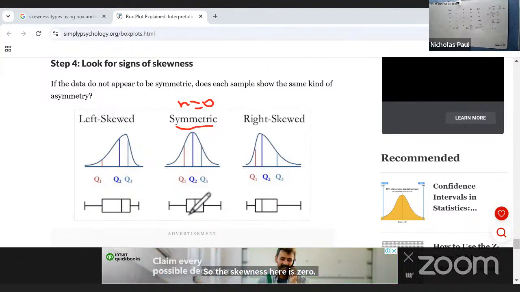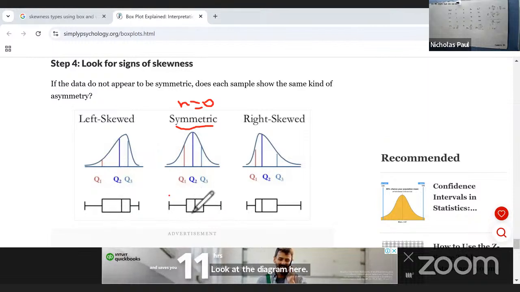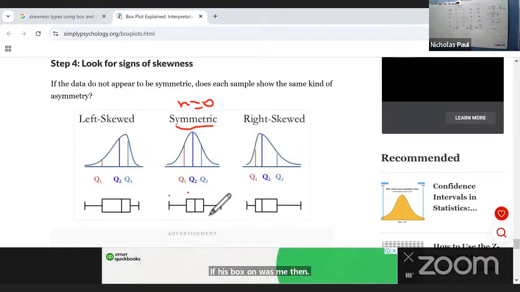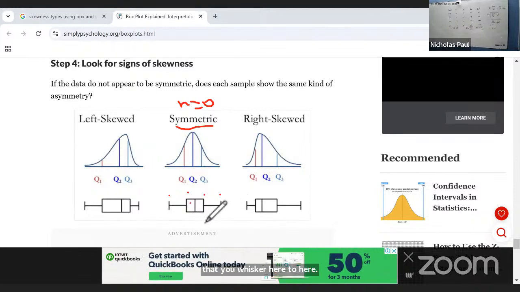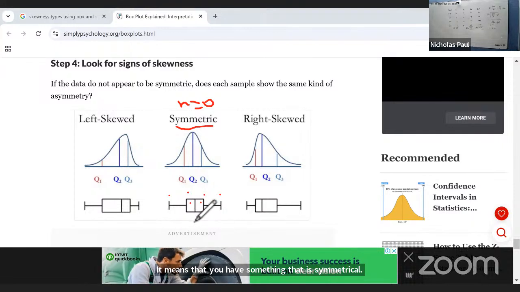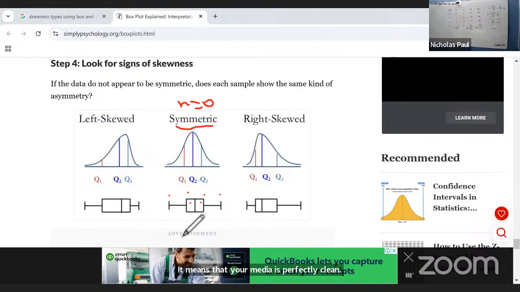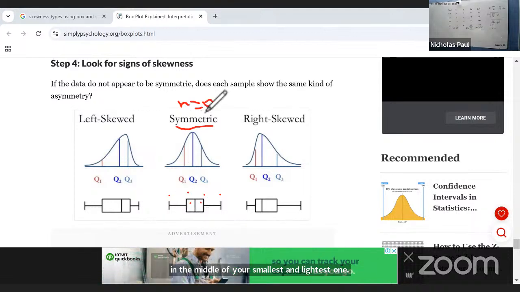And how will you know that? Look at the diagram here. If you have a perfect box and whisker, meaning that the whisker from here to here is the same as the whisker from here to here, and the distances between are equal, it means you have something symmetric. It means your median is perfectly in the middle of your smallest and largest value. So that is called symmetrical.